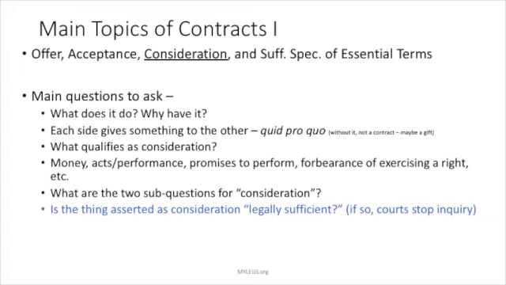And courts very much like to stop after that question. They see $10 and a coffee cup. They see a promise to pay $3,000 and the promise to paint a garage. Those are relatively readily ascertained as legally sufficient. There's no problem with those. They don't look weird. It's a natural form of a contract and contractual relationship where there's something given on both sides.